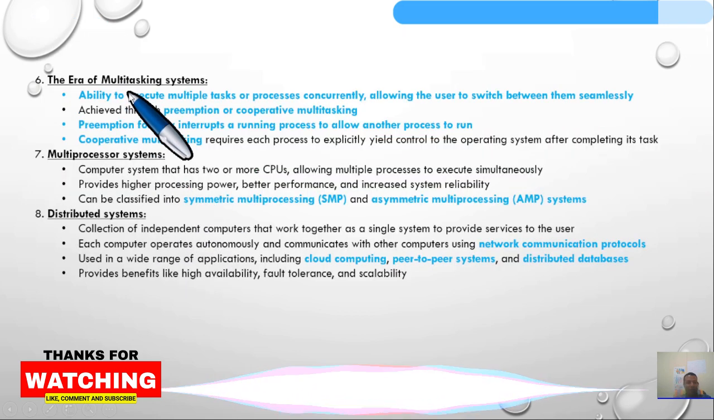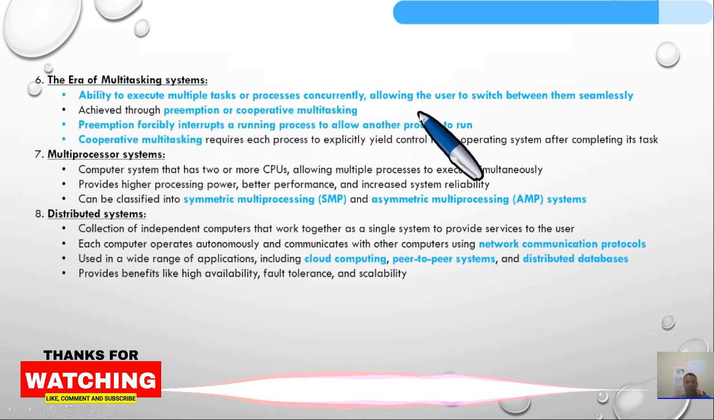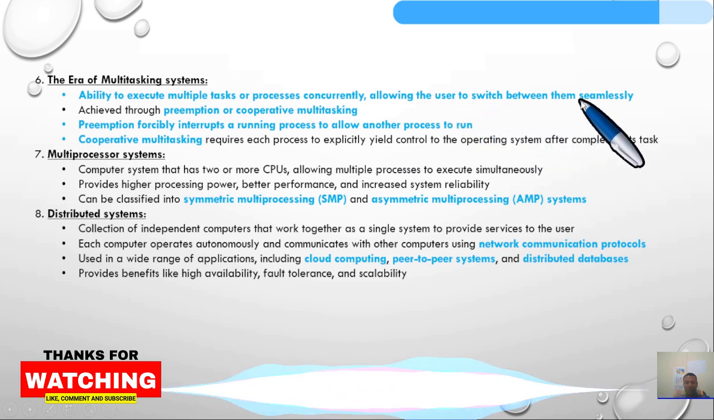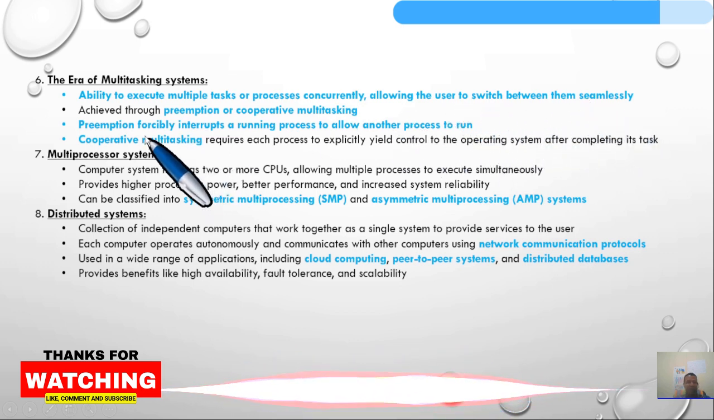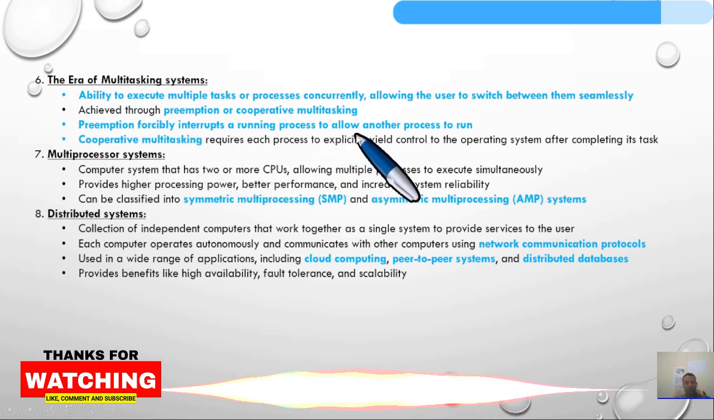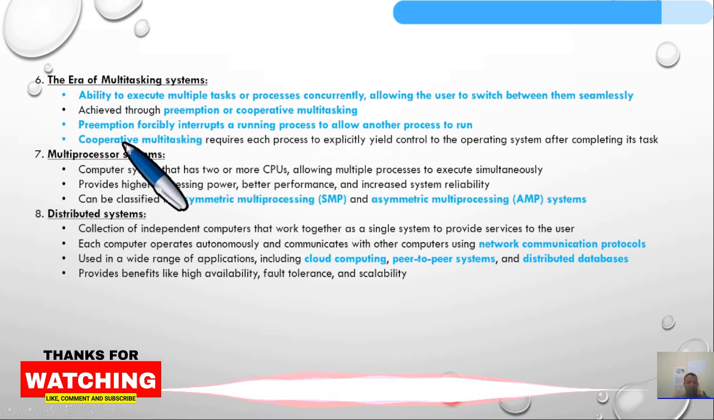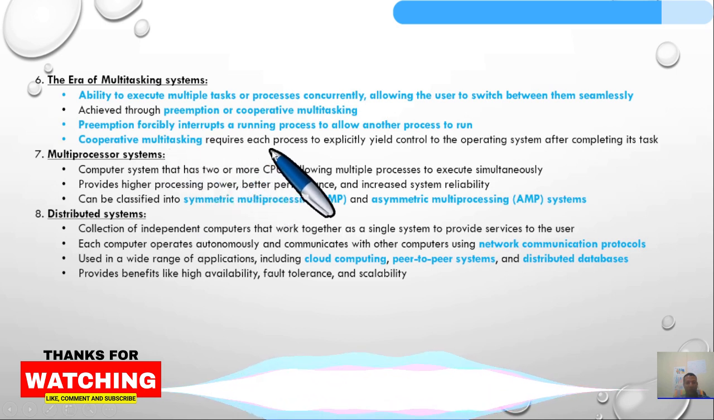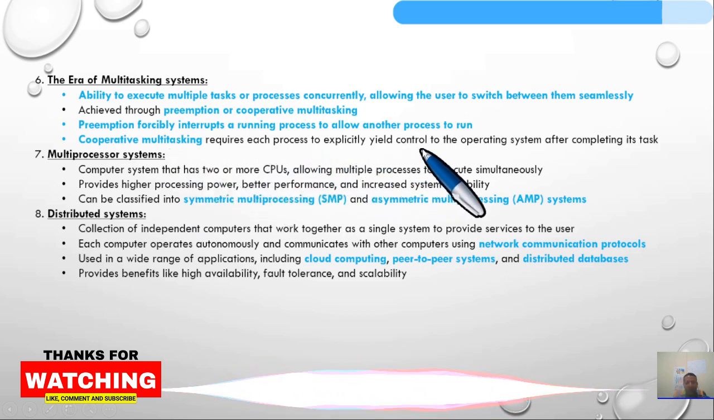The era of multitasking systems: the ability to execute multiple tasks or processes concurrently, allowing the user to switch between them seamlessly, achieved through preemption or cooperative multitasking. Preemption forcibly interrupts a running program to allow another process to run. Cooperative multitasking requires each process to explicitly yield control to the operating system after completing its task.